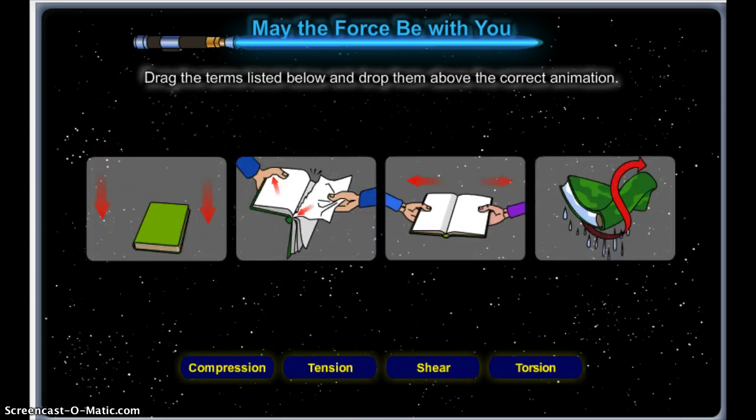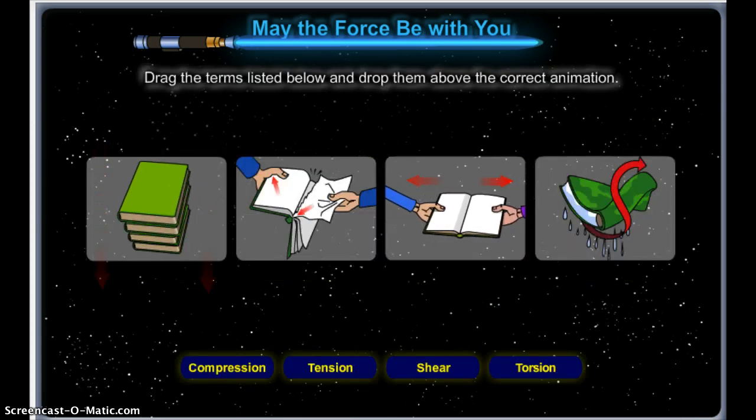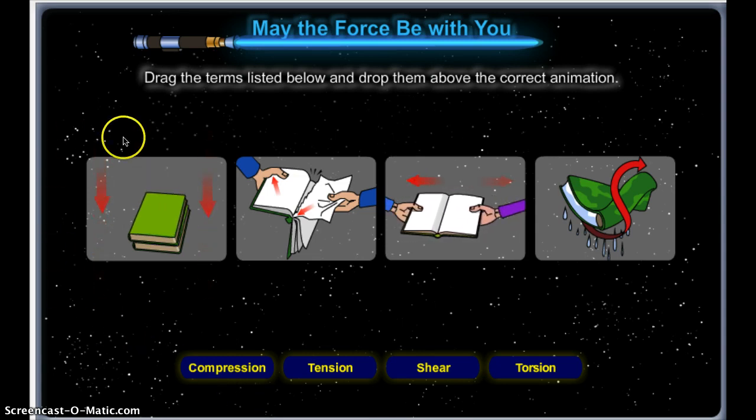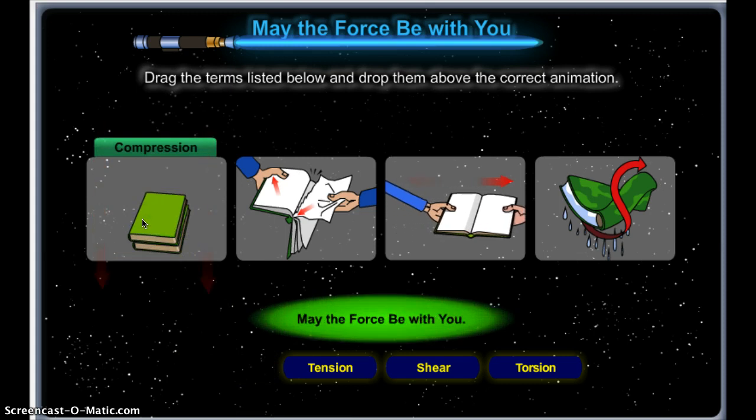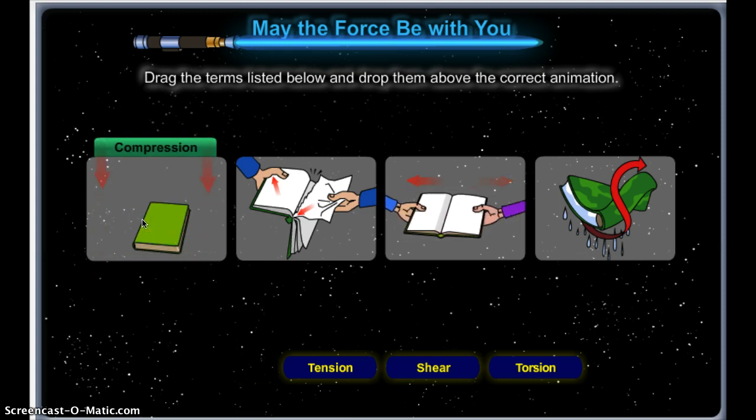Okay, so here are those examples again. I'll give you a couple seconds. What would you think for this first one here? We have forces pushing down. Is that compression, tension, shear, or torsion? That would be compression.